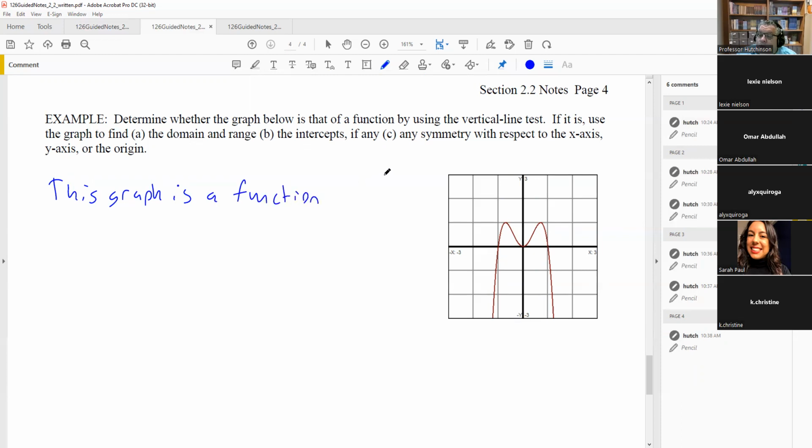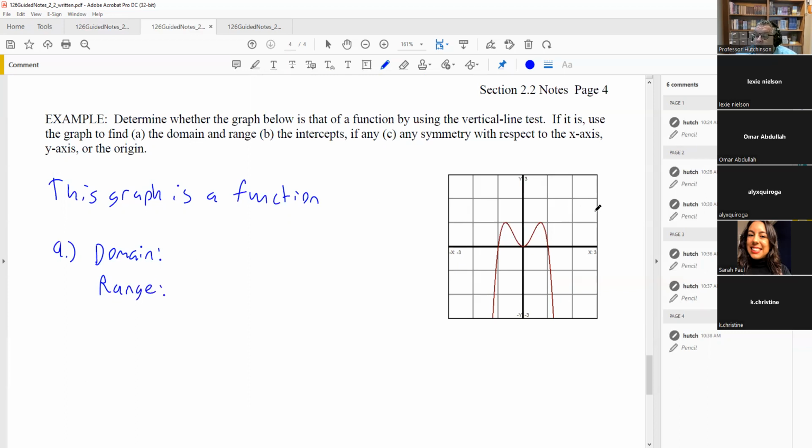Okay. So we know it's a function because we did the vertical line test, and anywhere you pass a vertical line all the way through here, like here, or this line right here, or that line, that means it only hits the graph once. If it hits the graph more than once, it's not a function, but in this case, it only hits the graph once, so we know it is a function. Okay, so now, if it is a function, now we have to do these different parts now. So let's do part A. We want to find the domain, and we want to find the range.